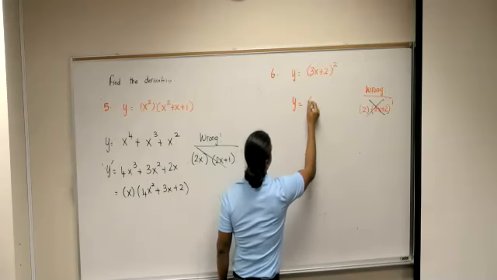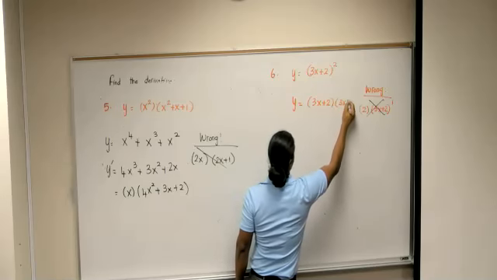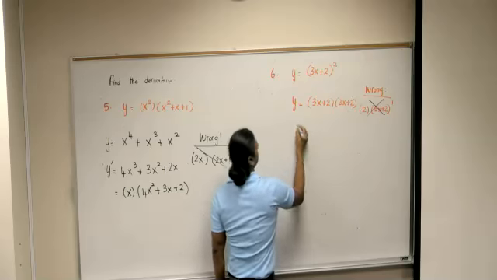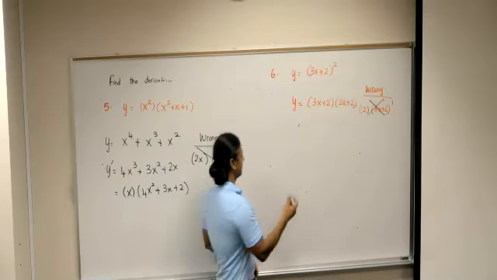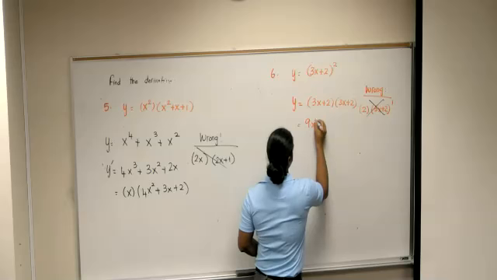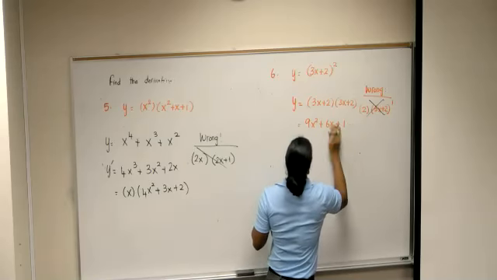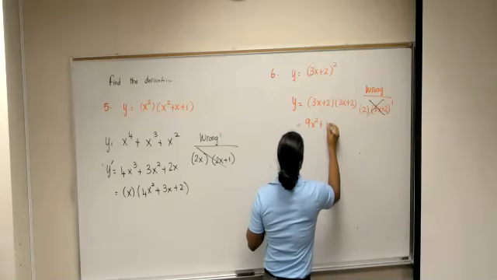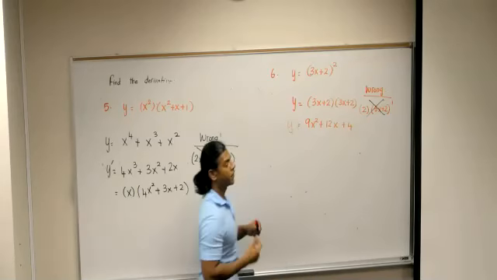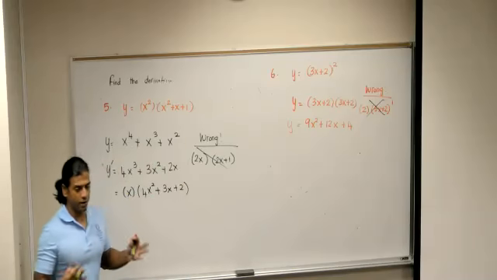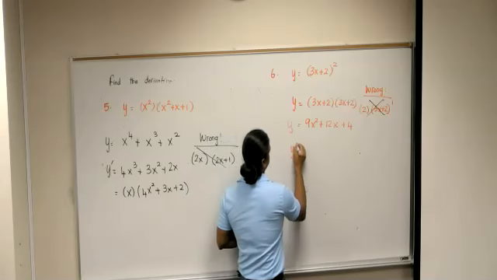First, we have to rewrite it. In other words, you FOIL. If you FOIL, you would get 9x squared plus 6x plus 12x plus 4. So all I did is rewrite the function. Now I have to take the derivative.